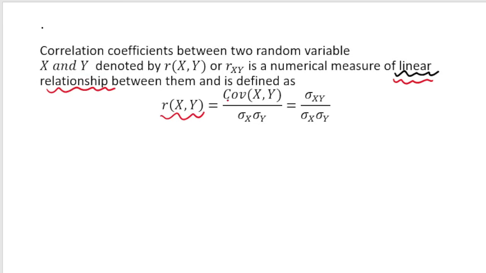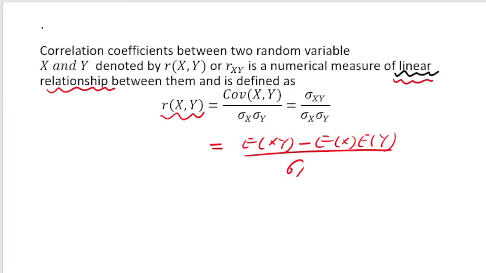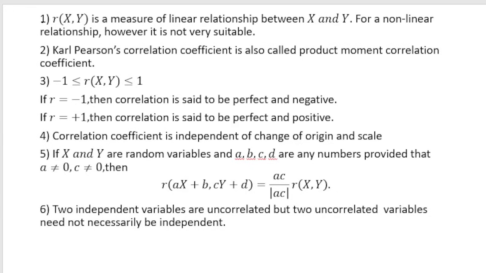And how is it defined? It is defined as the covariance of x and y divided by sigma x into sigma y. You have just seen that covariance is nothing but the expectation of x into y minus the expectation of x into the expectation of y, divided by sigma x sigma y. How it is evaluated, for that you can watch the main video.